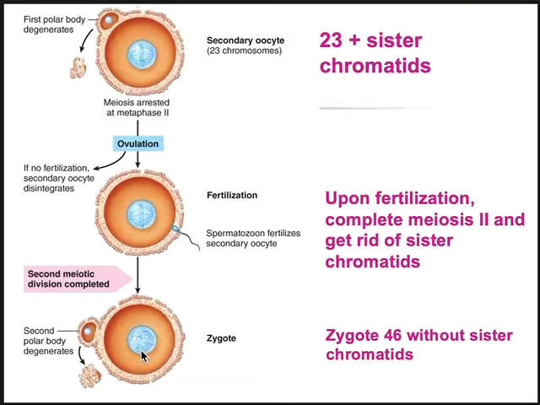At the end, if fertilization happens, you get a zygote that will have 46 chromosomes, 23 from mom, 23 from dad. Okay? None of them have sister chromatids at that time. All right, so I know it's tricky, so let's get some better visuals. Let's watch this video.